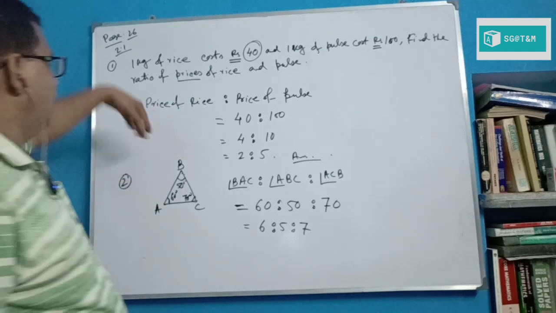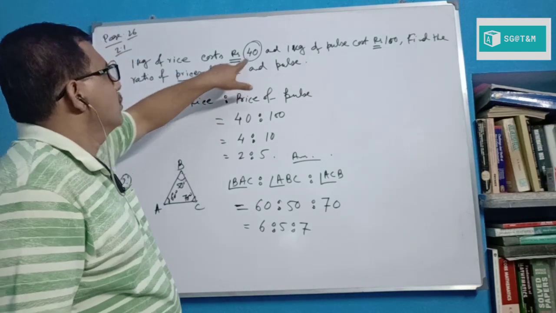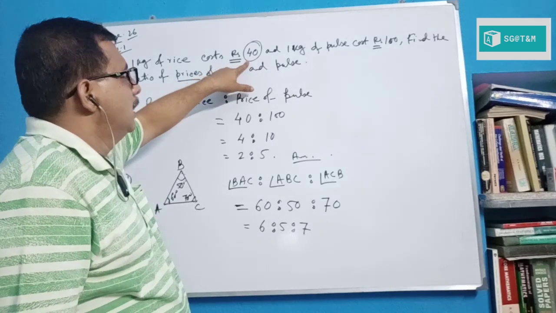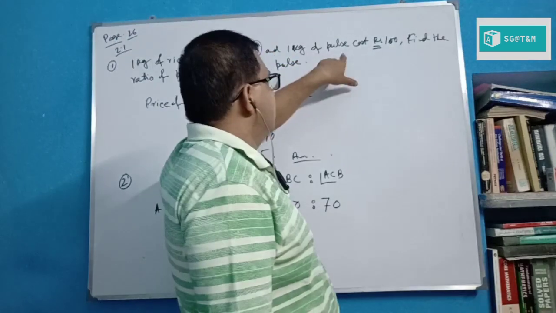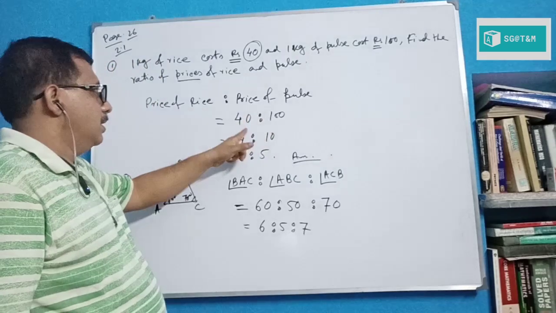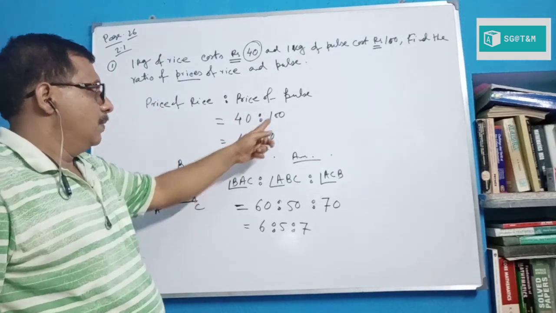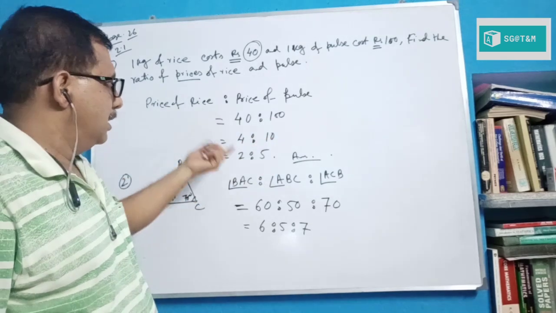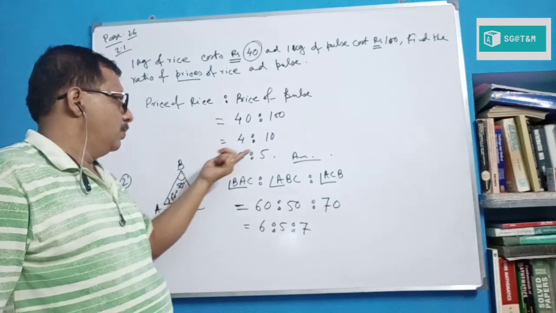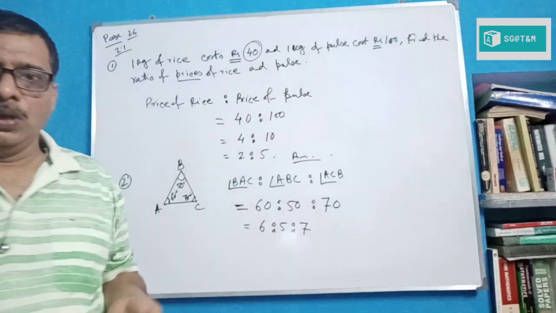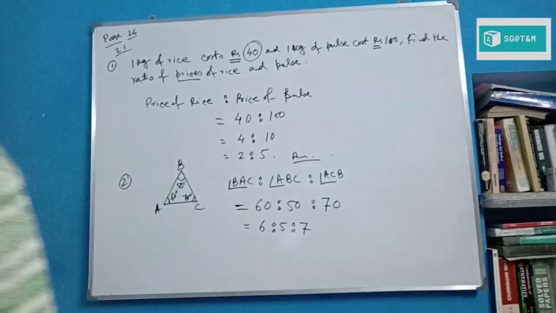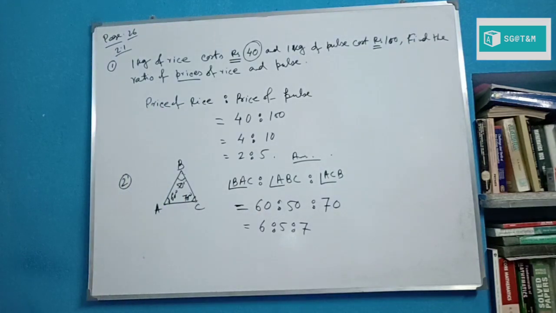And the previous one, again I repeat. The cost of rice is rupees 40 and the cost of pulse is rupees 100. So 40 is to 100. First dividing by 10, it will be 4 and 10. Again dividing by 2, it will be 2 and 5. So the ratio of their prices is 2 is to 5.